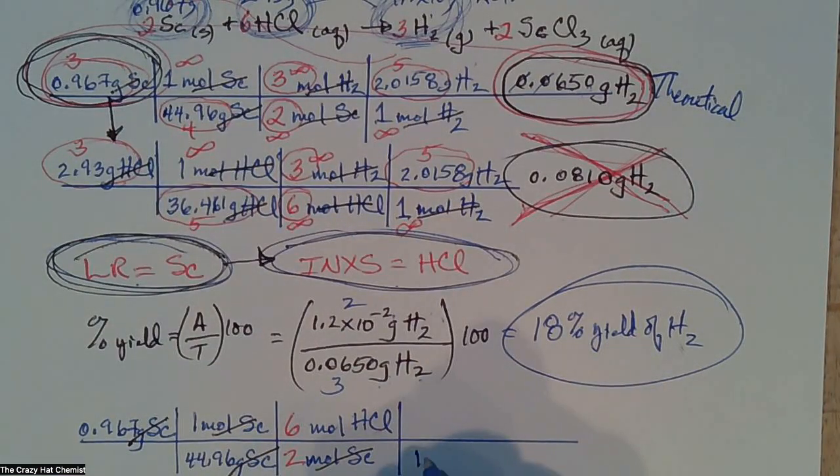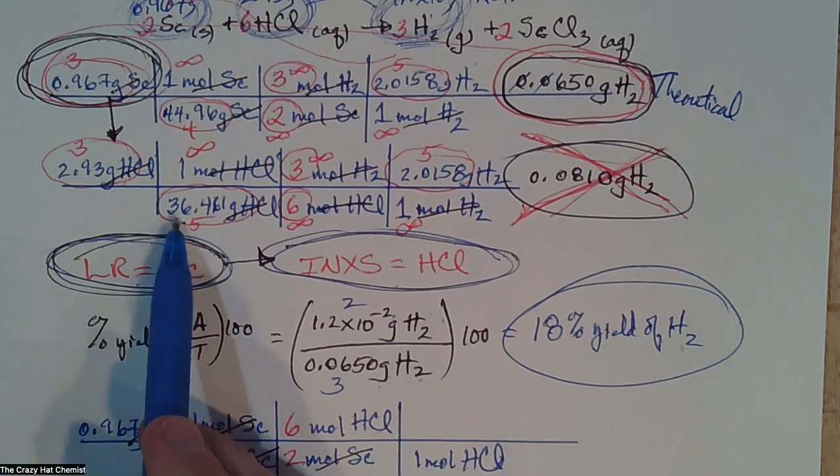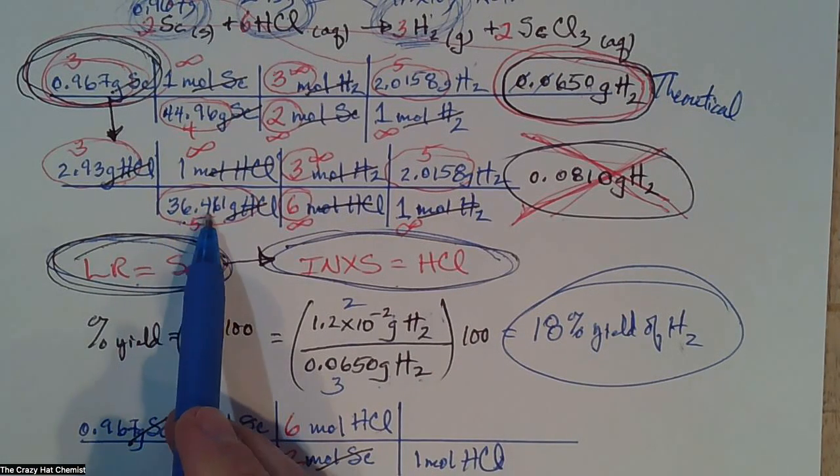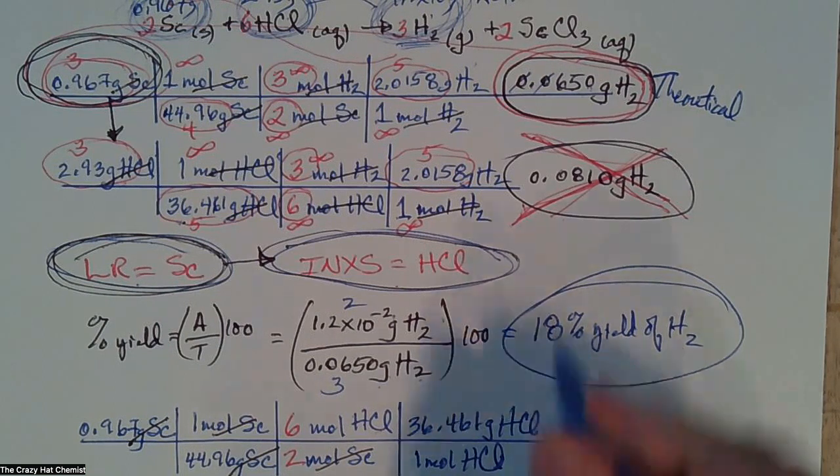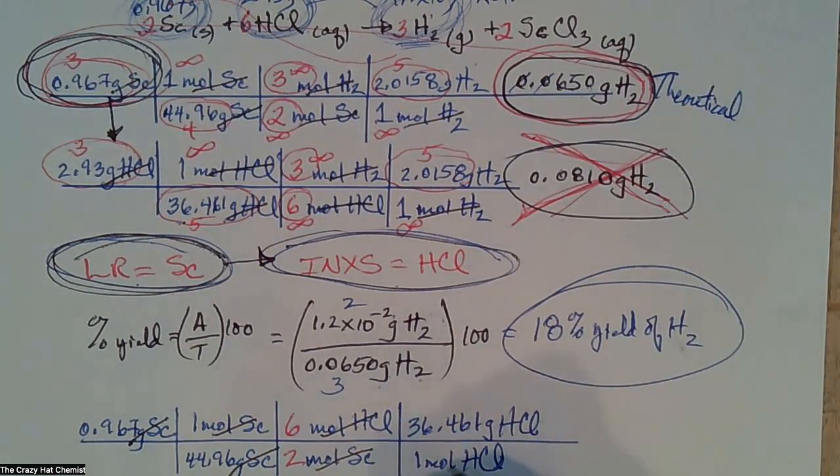Now, 1 mole of HCl, and now we're going to use the molar mass of HCl. And again, that's previously calculated. That's 36.461 grams HCl, canceling out moles of HCl.